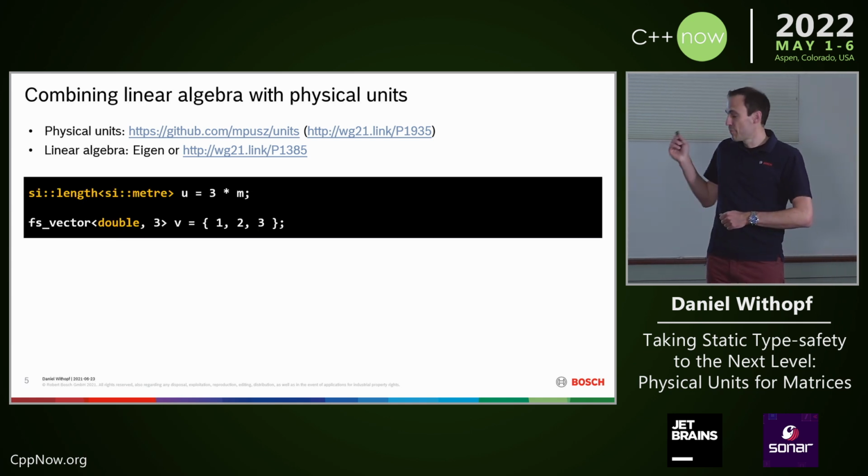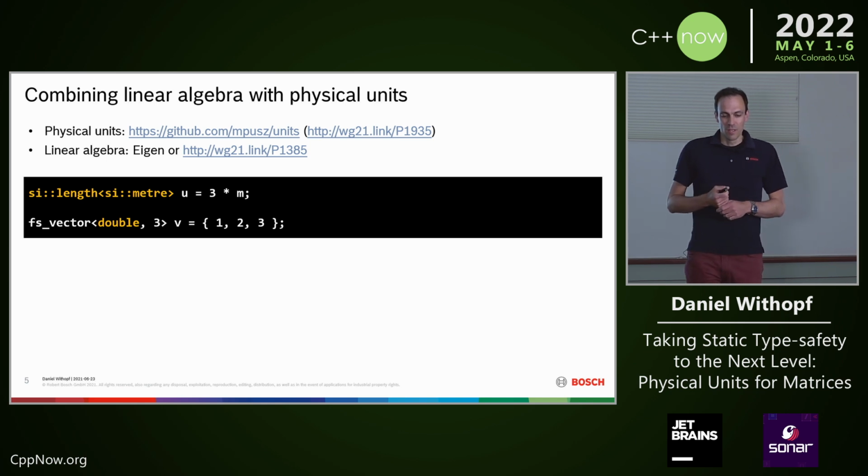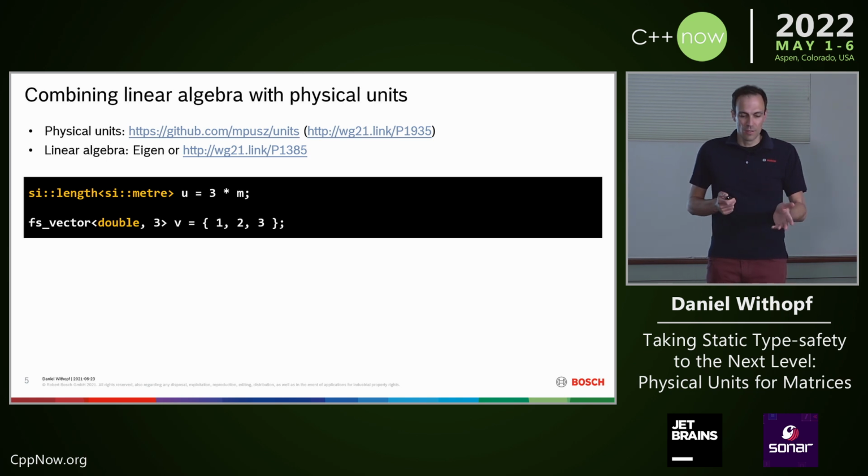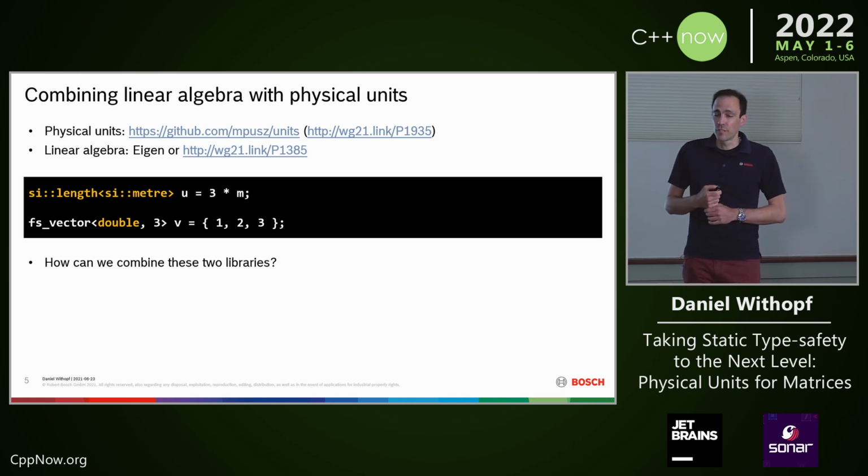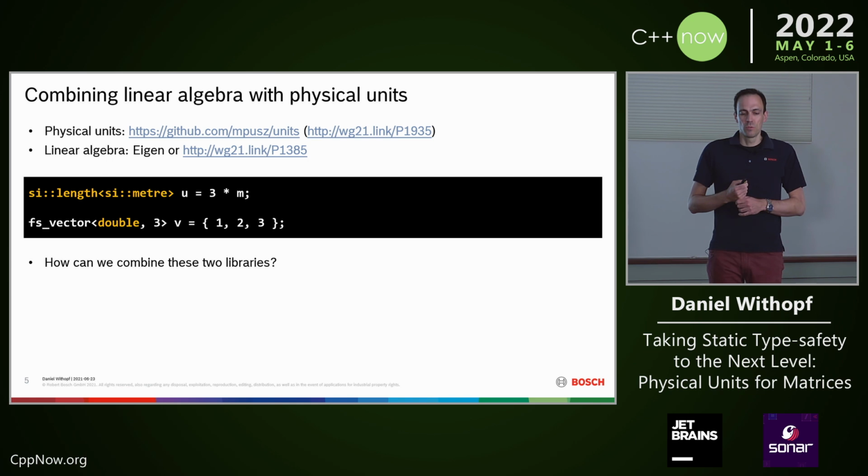So, a brief example of how we can use these two libraries. The first line of code creates a quantity with a dimension of length and a physical unit of meters. The second line creates a vector with 3 entries and a scalar type of double. Now, first question for you. Does anybody have an idea what we could do as a simple thing if we want to try to combine the two libraries? If we want to use physical units inside a vector, what is the simplest thing that you can think of?